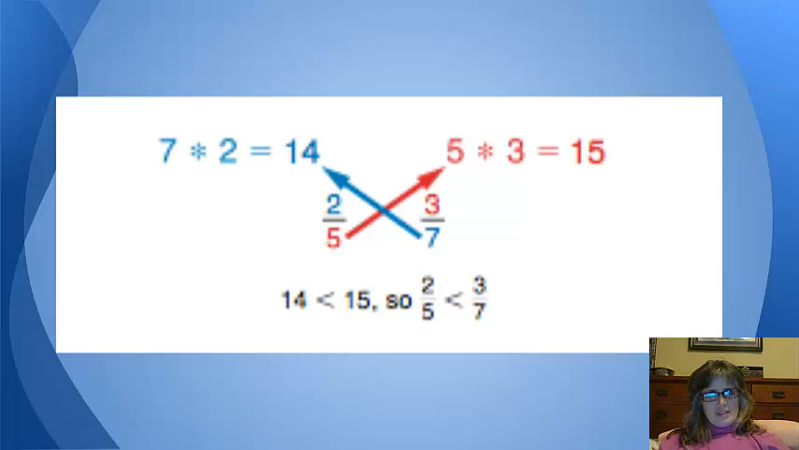Now, kids kind of like this one sometimes. What you do is you take the denominator of one and multiply it times the numerator of the other. As you'll see, 7 times 2 equals 14, 3 times 5 is 15. And so 14 is smaller than 15, so that means 2/5 is smaller than 3/7.